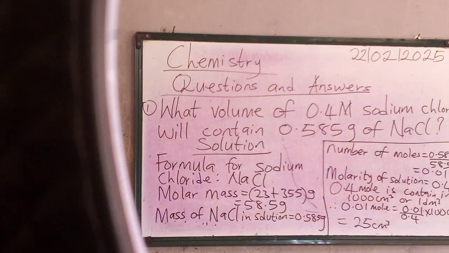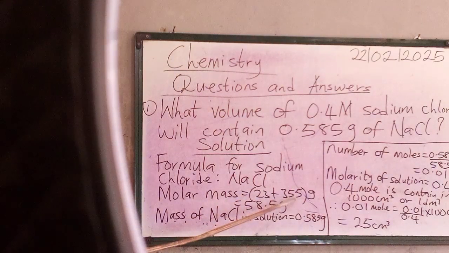The molar mass is the total mass of both elements. That's the mass number of sodium and also the mass number of chlorine. The mass number of sodium is 23. The mass number of chlorine is 35.5. Altogether in grams, which is going to give us 58.5 grams.